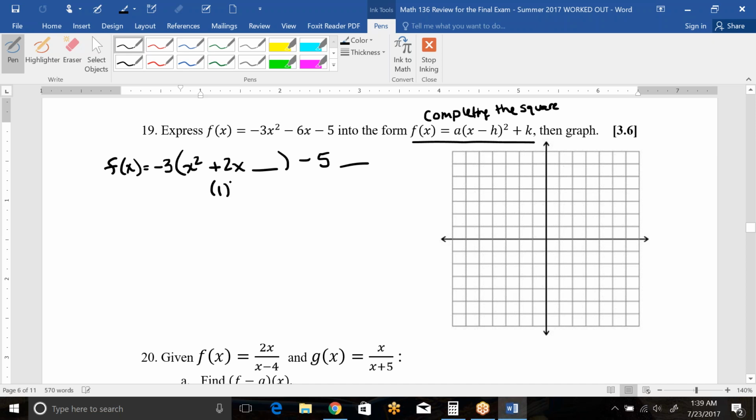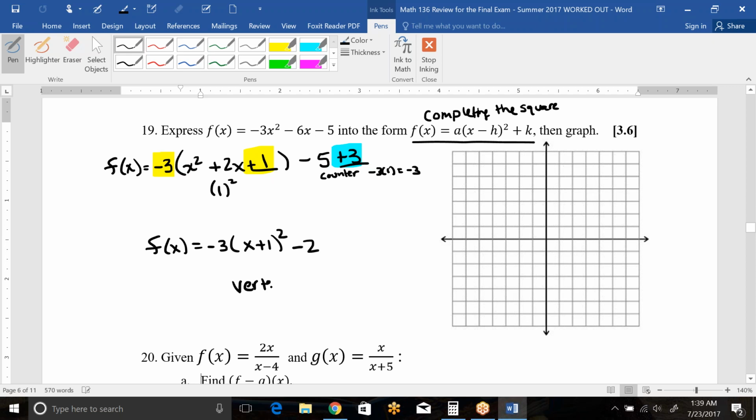We take half of 2, which is 1, we square that, and then we have to add that inside. But what happened is that we really did negative 3 and positive 1 times each other. So to counter negative 3 times 1, which is negative 3, we need to have a positive 3 added at the end. If we combine all this together, this would be f of x equals negative 3, the trinomial part factors to (x plus 1) squared, and this is negative 2.